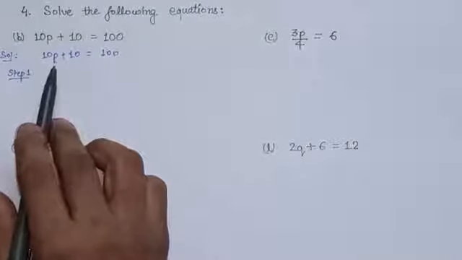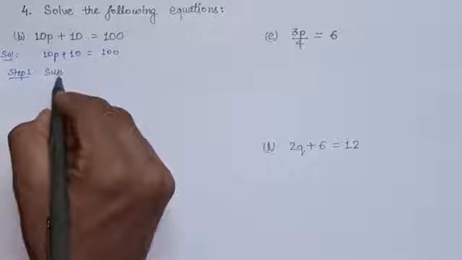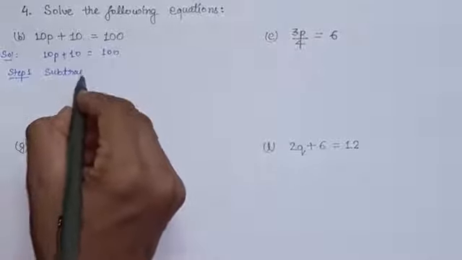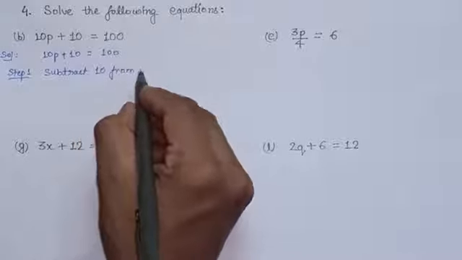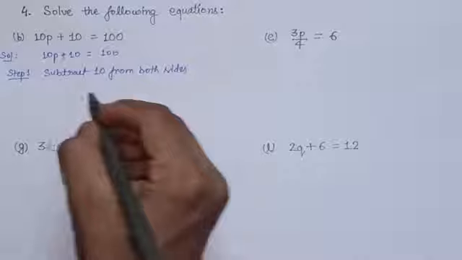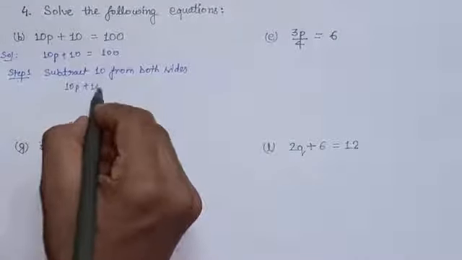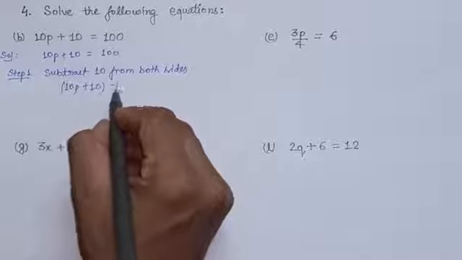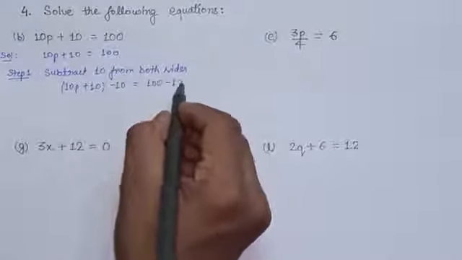Step 1 is to subtract 10 from both sides. Subtract 10 from both sides. So let us do it. So 10p plus 10 minus 10 is equal to 100 minus 10.